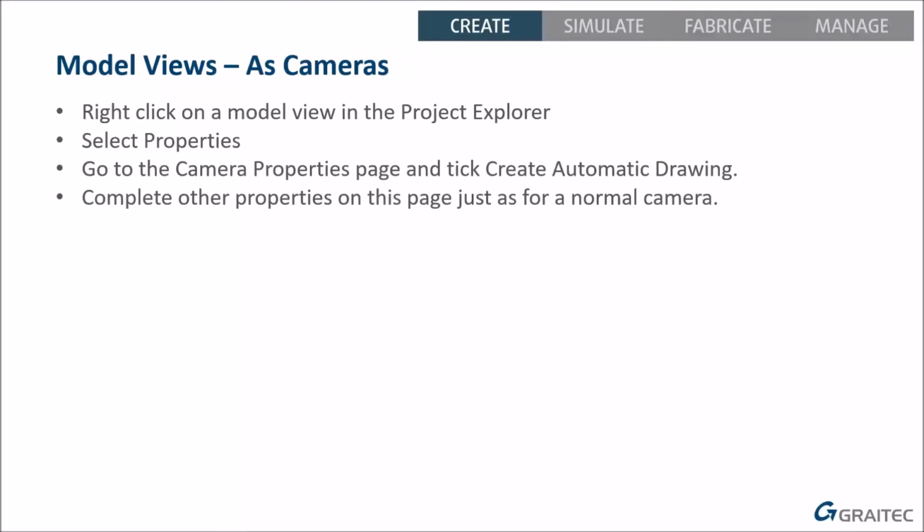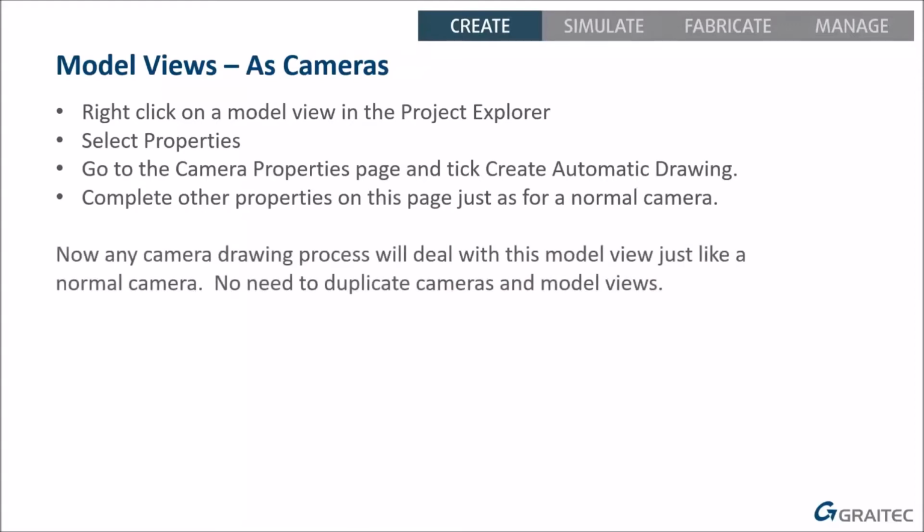You'll have all the familiar camera properties on that page for description, drawing style, and so on. You won't have any camera limits because that's already been set by the model view, so the page about detail box won't be there. But any camera drawing process you use from now on will find that model view, which says Create Automatic Drawing, and treat it like a camera, just like any other camera in your model.